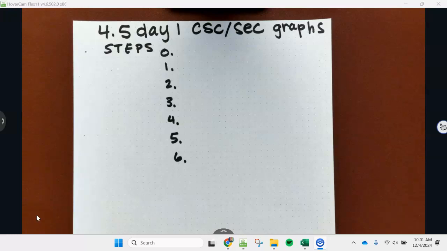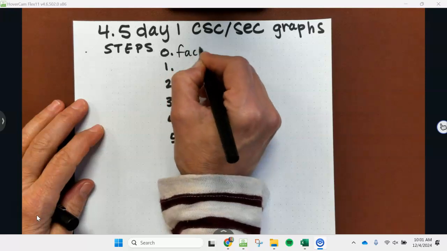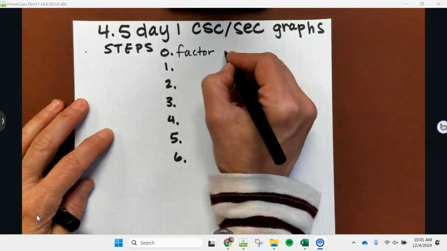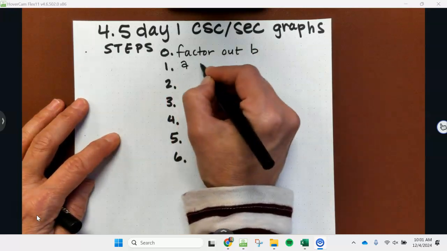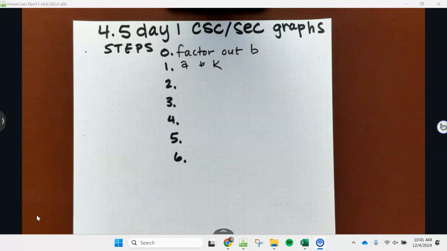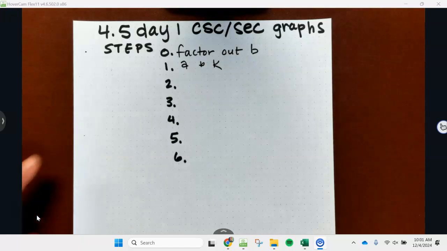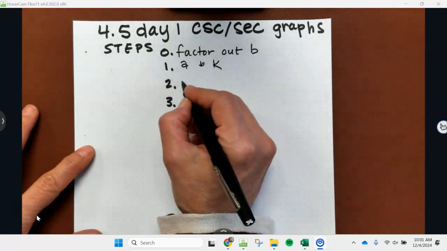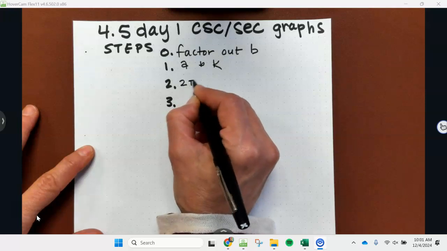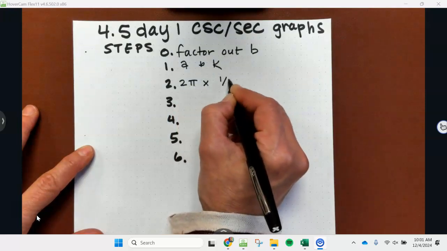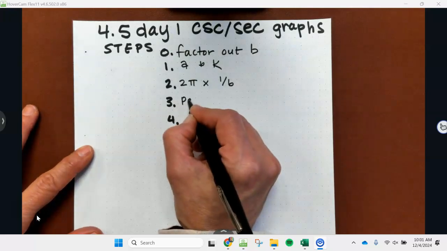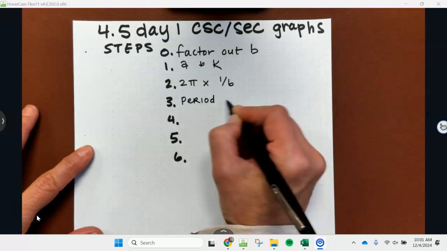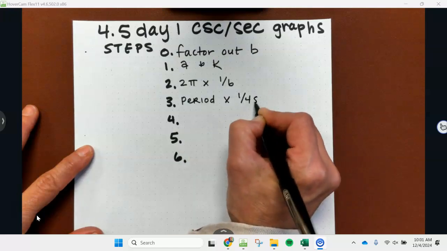Still the same as they've been for the past 3 days, guys. So step 1 is to factor out the b, or step 0, I should say. Step 1 is to find a and k. And then remember, after we find a and k, we work on the period, and that is always 2 pi times the reciprocal of b. And then after that, we always take our period and we divide it into fourths.